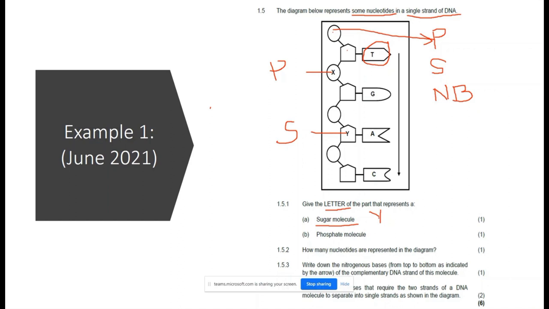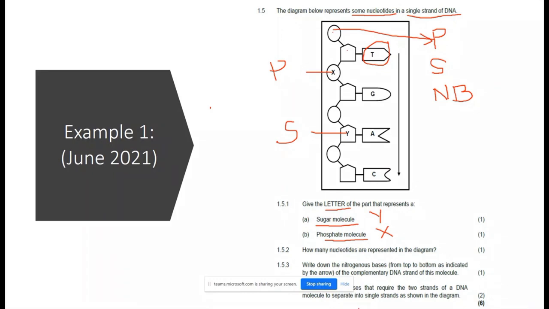Well done, Valala. And which one represents the phosphate? Which one is the phosphate? The letter. Read very carefully, Valala. The sugar is represented by Y and the phosphate is represented by X. Have a look at your answer, Valala. You've got B phosphate, A Y. Remember, they want the letter of the sugar, which is Y. The phosphate is X. Well done. Voorburg also got it right.